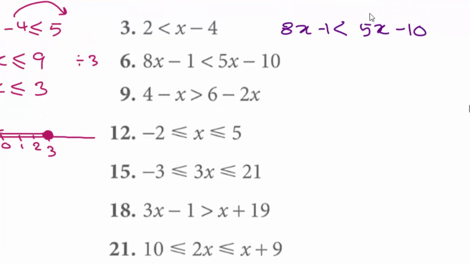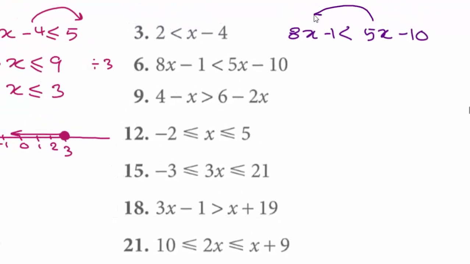Then it's better to send this 5x to this side because the 5x becomes negative, but with the 8x, the final result will be positive again. It's okay if you send the 8x to the other side, but in this case you will deal with negatives, which is not quite easy. Then let's rewrite it. We will have 8x minus 5x on one side, which is less than negative 10 plus 1. Why plus 1? This one is negative here, it goes to the other side, becomes positive.